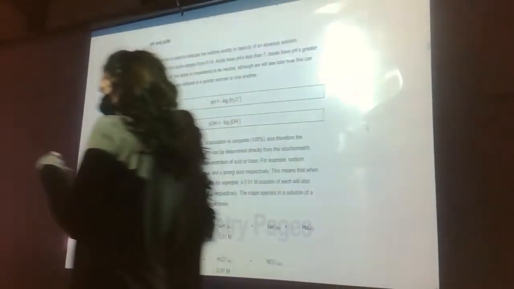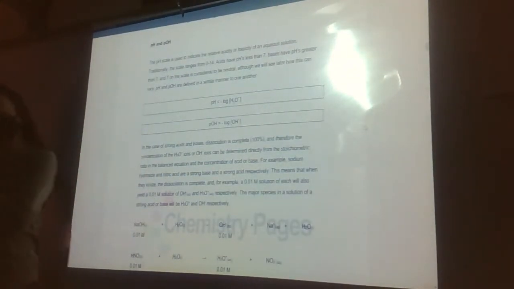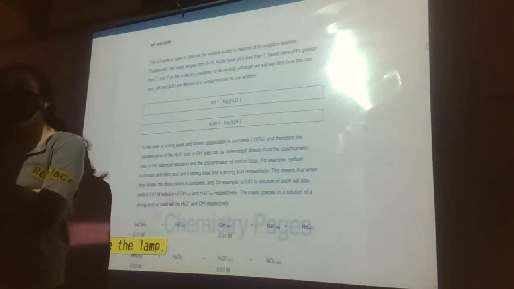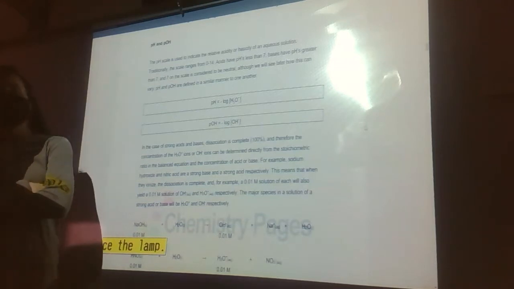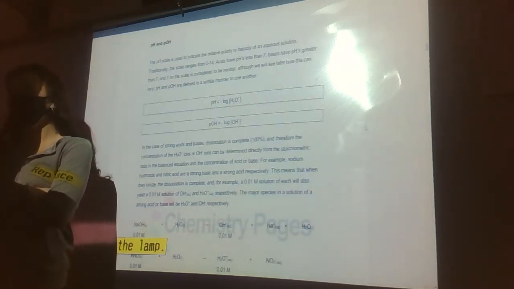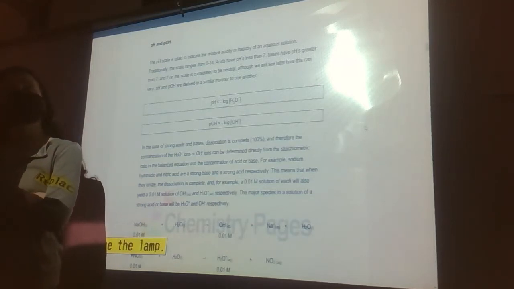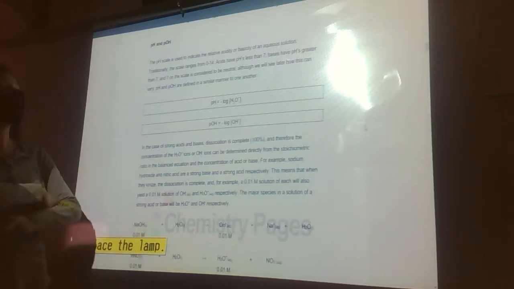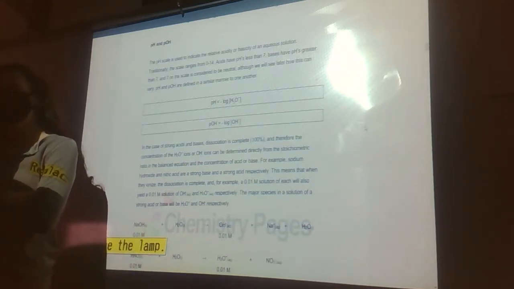Alright, so yesterday we started the unit over acids and bases, and we talked about what makes an acid and what makes a base, and then we talked about the fact there are strong acids that completely dissociate, and there are weak acids that only partially dissociate. And then we started talking about the idea of pH.